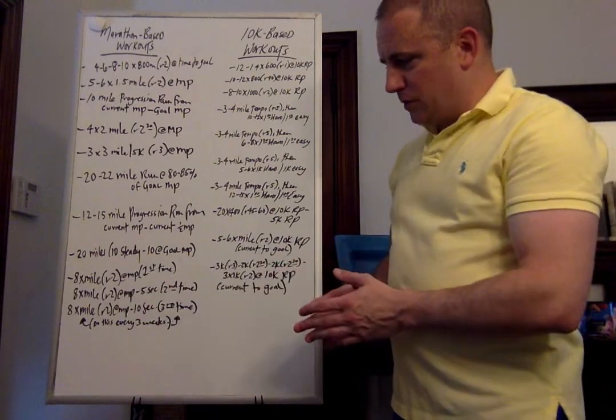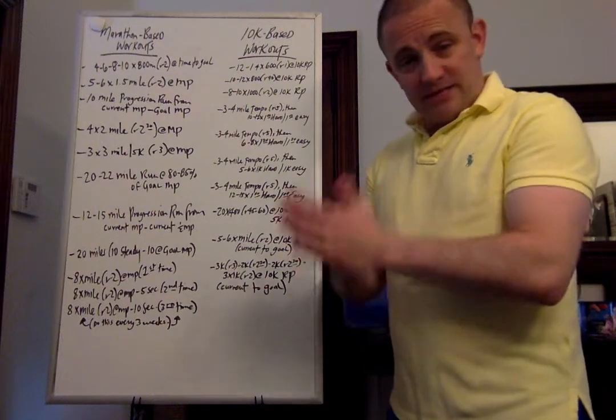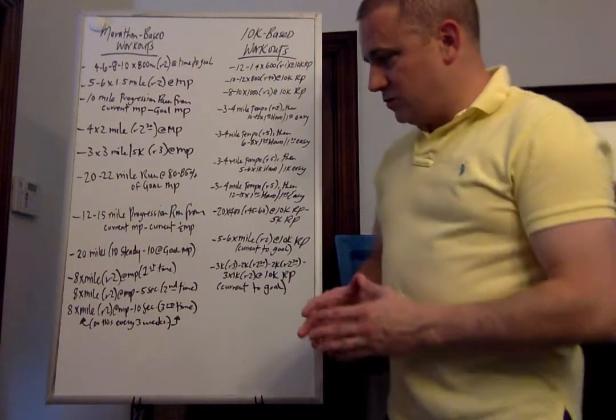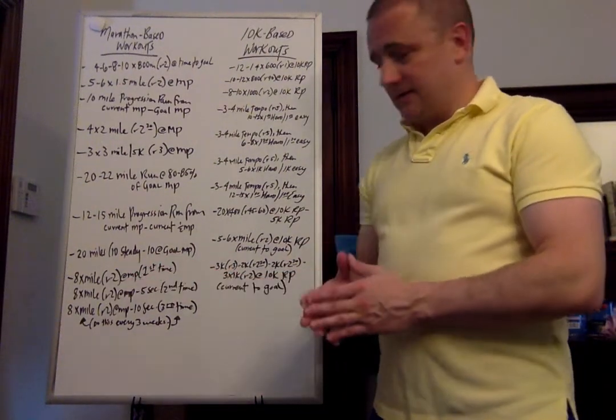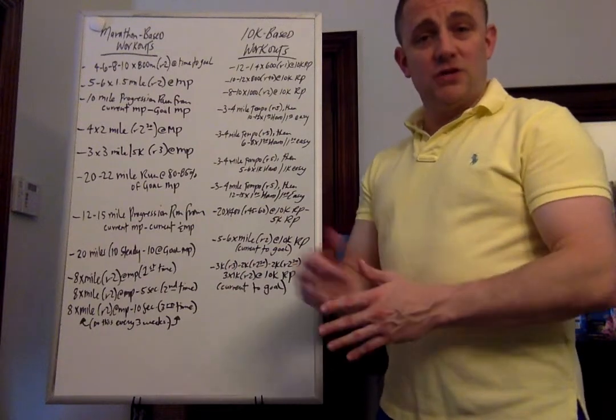So the first time would be 8 times a mile with a 2-minute recovery, and you can do it at your marathon pace, okay, or goal marathon pace. The second time you do it, you're going to do 8 times a mile with the same 2-minute recovery, but now you're going to do marathon pace minus 5 seconds. So if your goal marathon pace is 8 minutes, you're going to run them in 7:55.